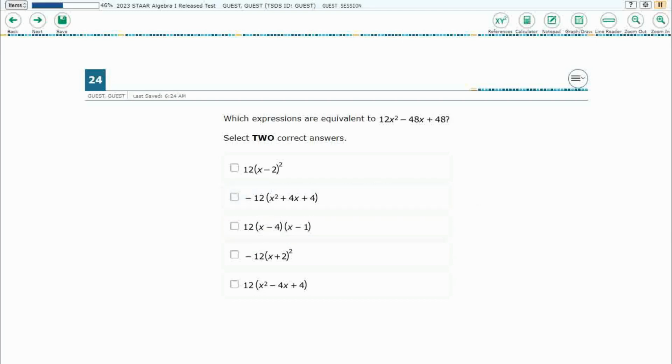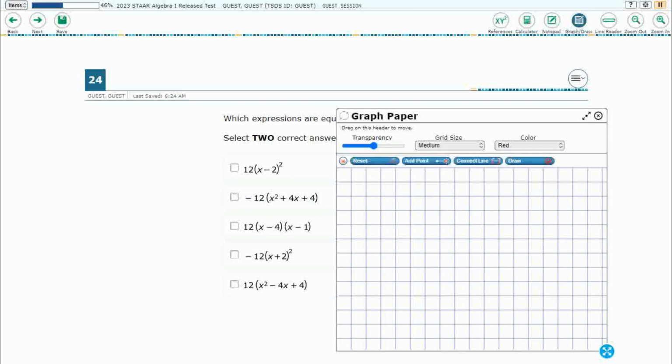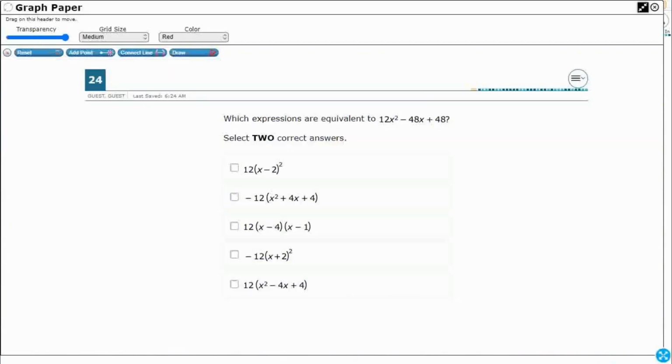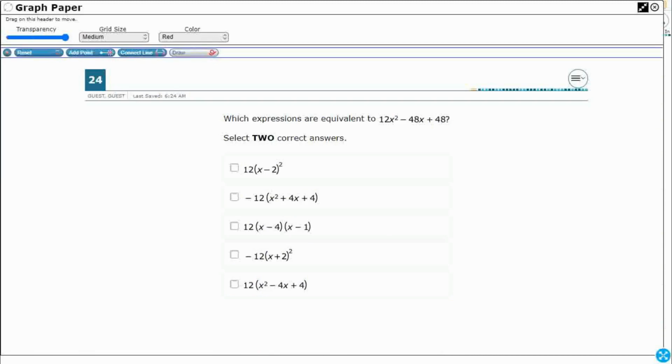So, new item type. I need to find two expressions here that are equivalent to what I have here. The first thing we should see is this trinomial, and we should think factoring, right? We should think, wow, look at those coefficients. Look at that constant. Those are huge. I want to factor something out of that. That should be our first thought.